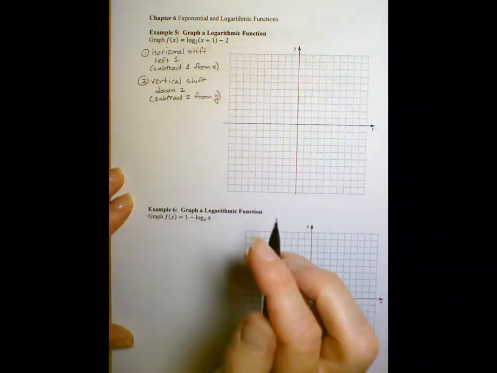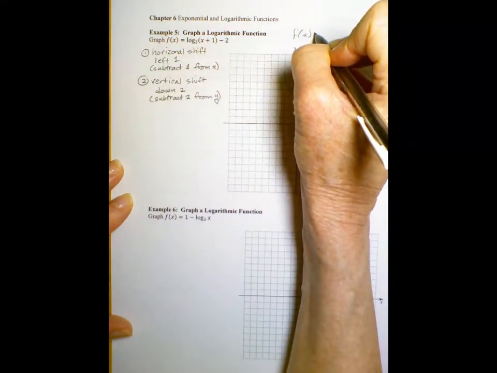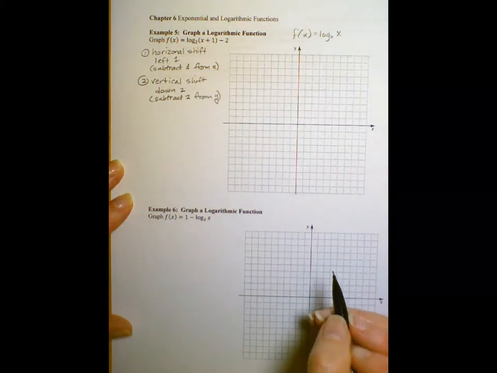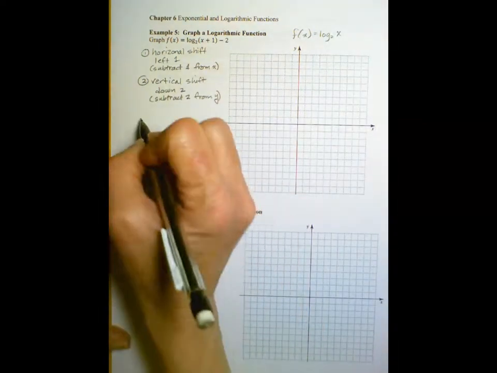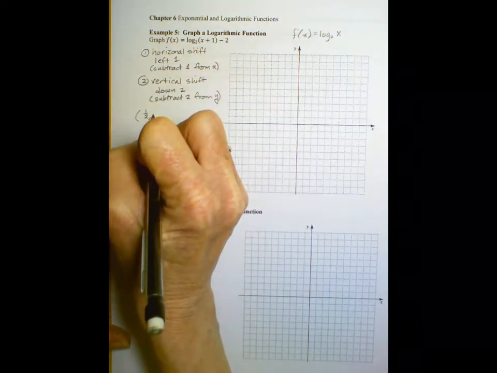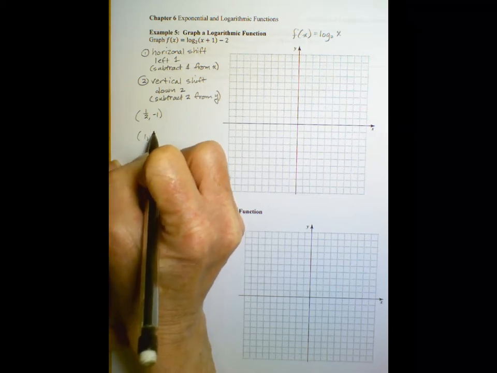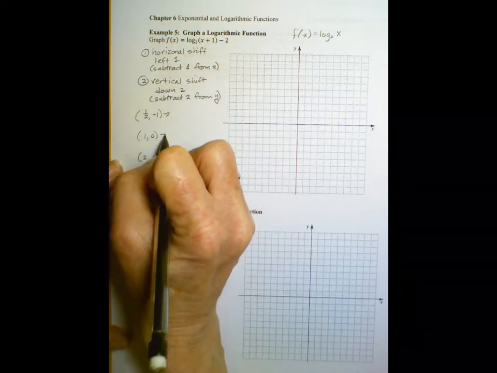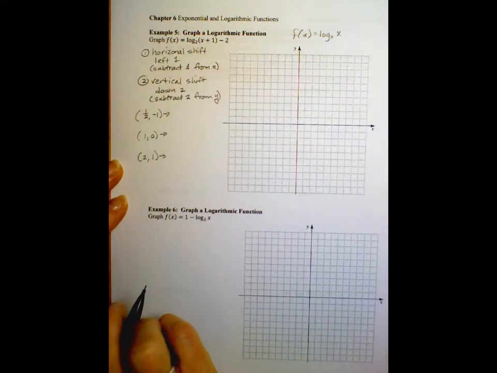Okay, so what are the points that are on our parent function? Remember, it would look like this. f of x equals the log base 2 of x with no transformations at all. So with 2 being our a, the base, what would our points be? Well, we would have 1/2, -1. We would have 1, 0, right? And 2, 1. These are just our exponential 3 points with the x and y switched, right?